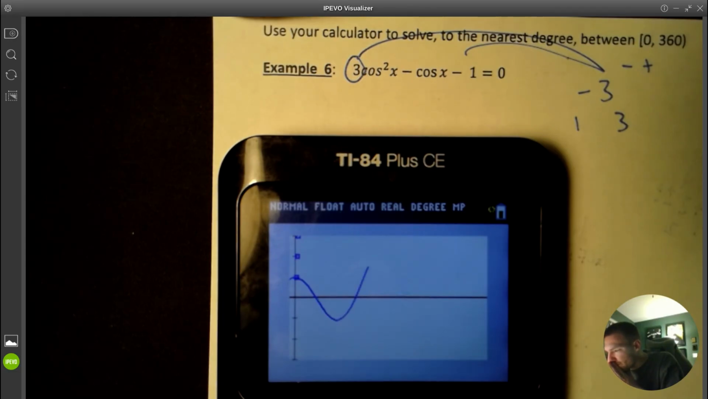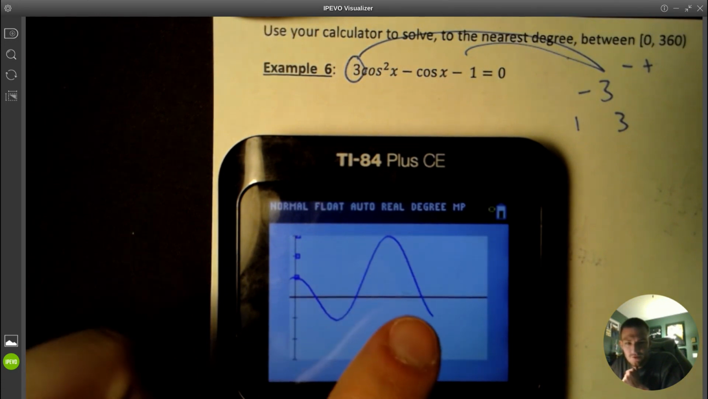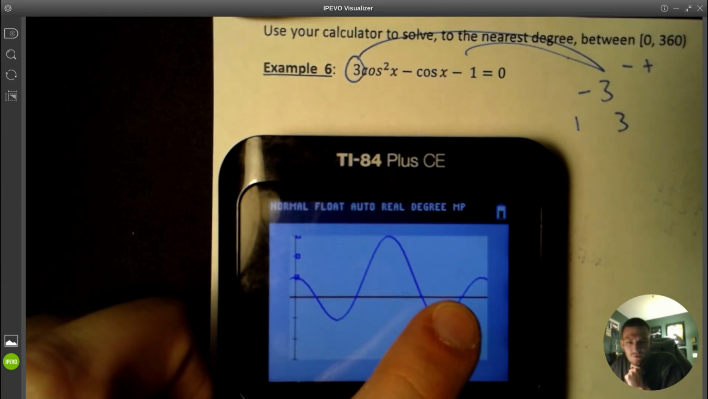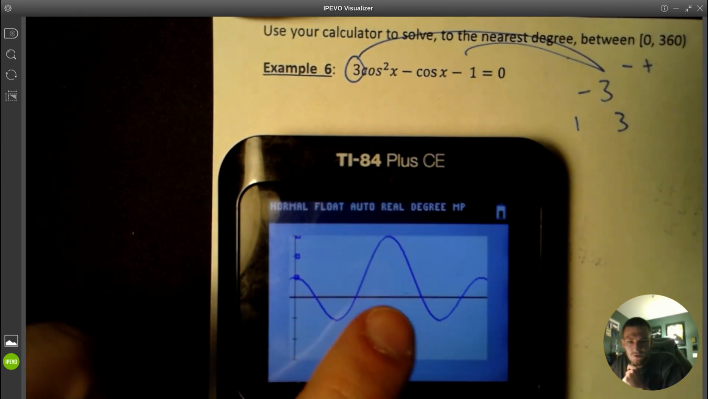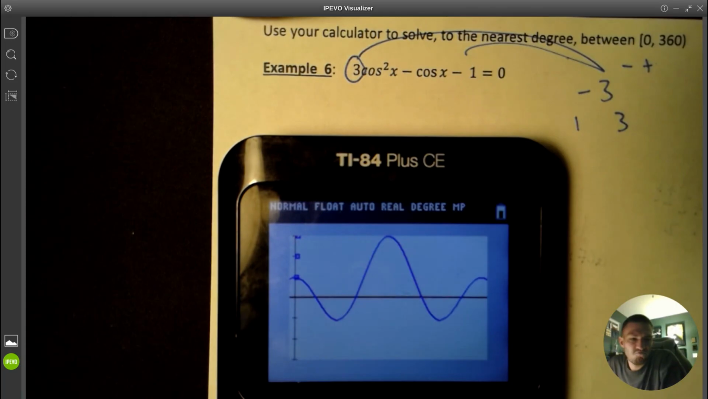Okay. I definitely see one value where it's equal to 0, 2 values, 3 values, 4 values. So remember, this is 0 here. 1, 2, 3, 4. And over here, this is too big. That's 360, 370. I'm only looking between 0 and 360.